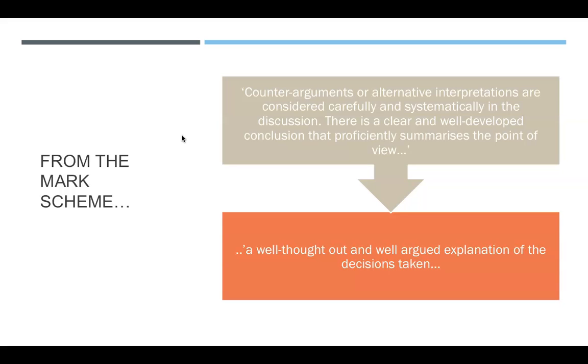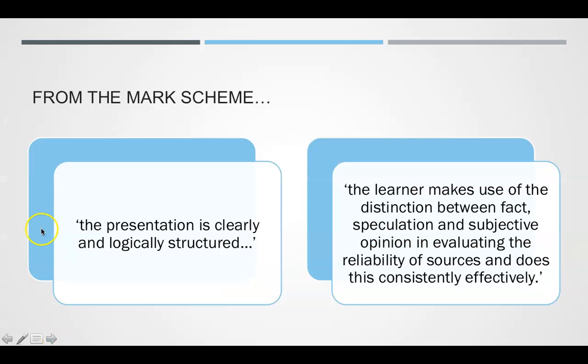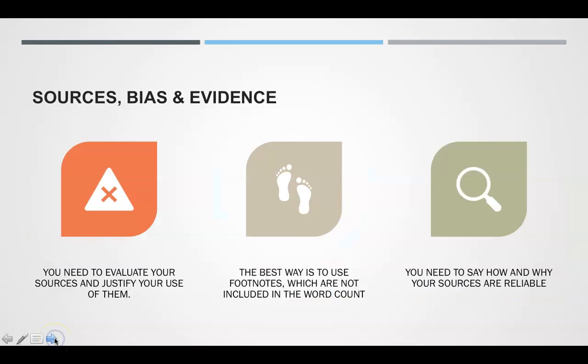So with regards to critical thinking, it is about questioning the research you have done. So again, from the mark scheme, the presentation is clearly and logically structured. The learner makes use of the distinction between fact, speculation, and subjective opinion in evaluating the reliability of sources, and does this consistently and effectively. We'll talk about speculation, subjectivity, and objectivity later on in this screencast.